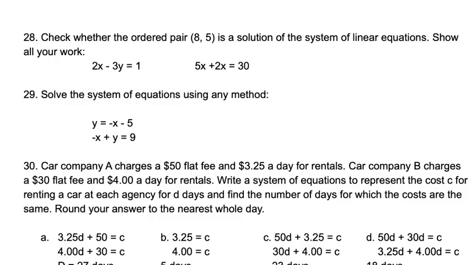Problem 28, check whether the ordered pair is a solution to the system. I was just checking on that last one. We just substitute in right here and find out if when I plug in 8, 5, does it give me 1? When I plug in 8, 5, does it give me 30? It's got to make them both true. So we've got 2 times 8 minus 3 times 5. That's 16, minus 15, that equals 1, so that checks.